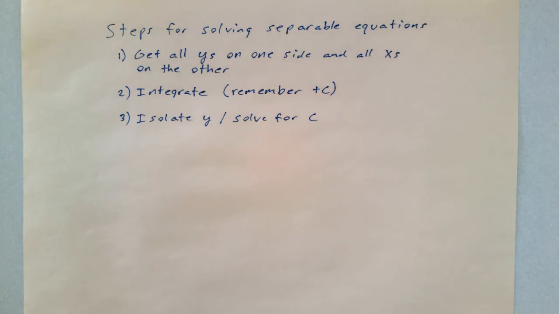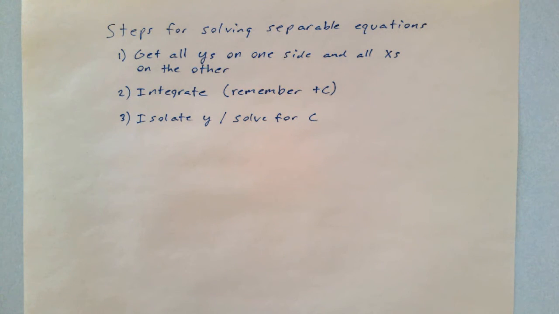Now that we've solved a couple example problems, we have a pretty solid algorithm for solving these separable equations. Your first step being to put all of your y's on one side and all of your x's on the other side. Once you've done that, you can integrate and never forget your plus c. And then finally, you can either isolate y or solve for c in that order or in the opposite order, depending on what is going to be easiest with your particular equation.